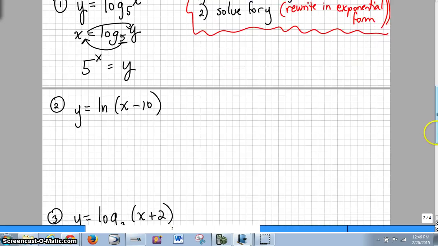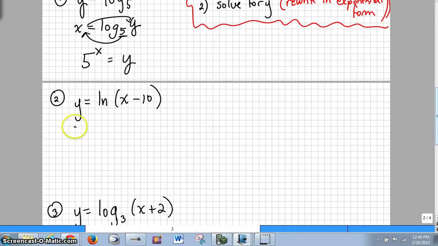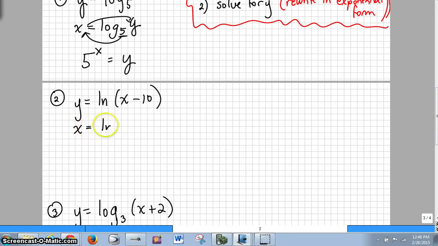y equals the ln of x minus 10. Okay, the first thing we're going to do is switch our x and our y, and now we're going to solve for y. So we're going to rewrite it as an exponential sentence. Remember, ln stands for log base e. So this sentence is saying e to the x power equals y minus 10.